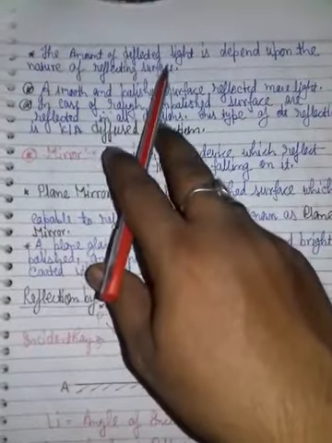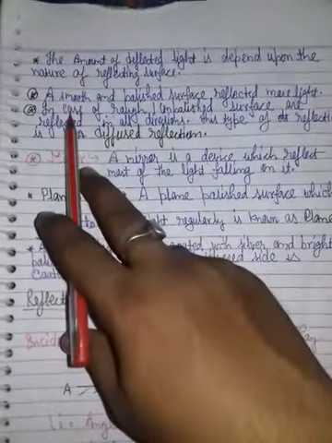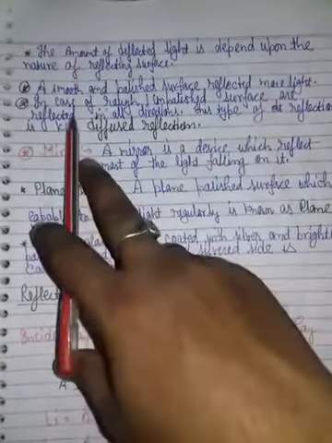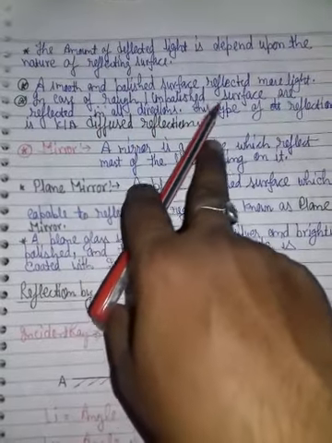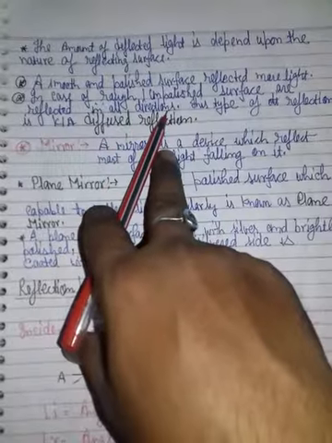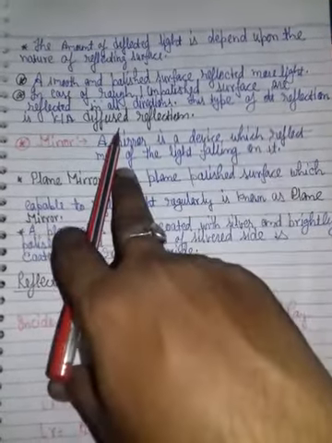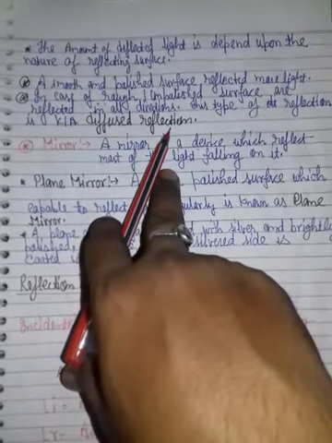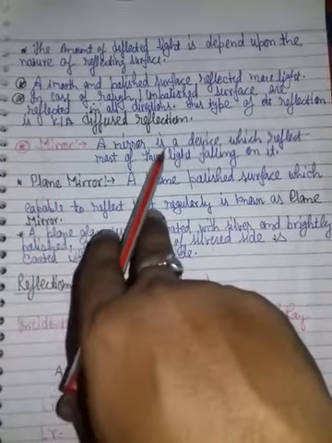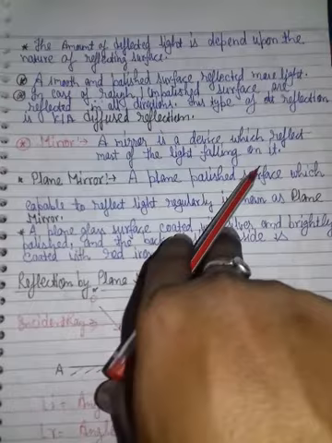The amount of reflected light depends upon the nature of the reflecting surface. A smooth and polished surface reflects more light. In the case of a rough and unpolished surface, light rays are reflected in all directions, and this type of reflection is known as diffuse reflection. In this figure we have to make it clear. What is a mirror? A mirror is a device which reflects most of the light rays falling on it.